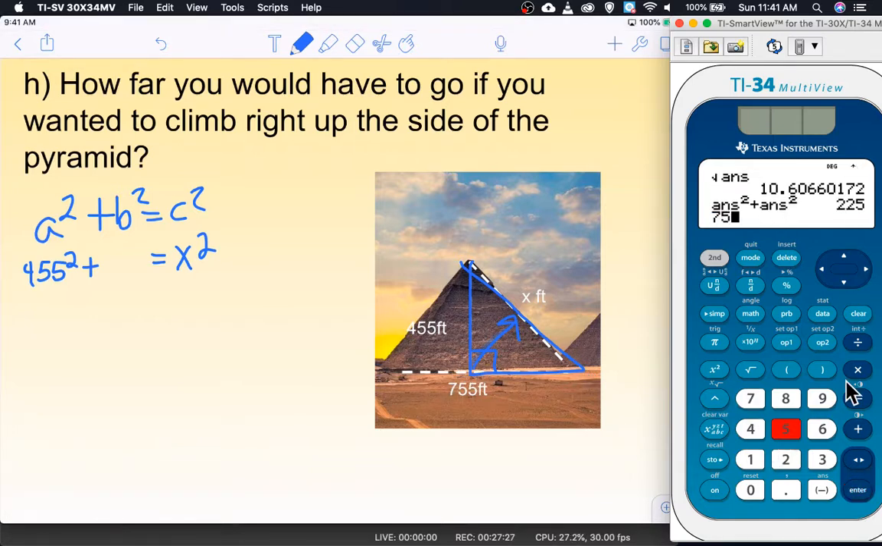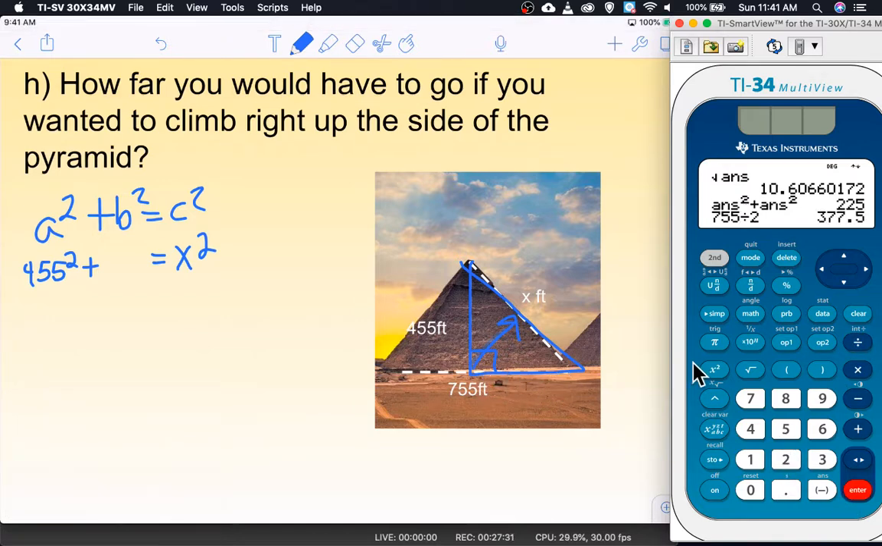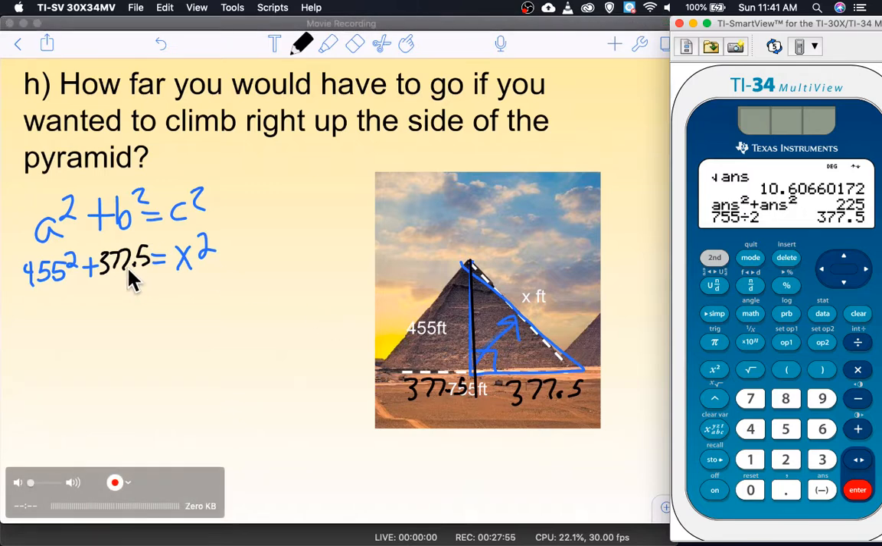So we're going to take that 755 and divide by 2. So this piece of the triangle is 377.5. This other piece would also be 377.5. That makes up the total of the base of the pyramid. So I'm going to plug in 377.5 in there, not 755. So check yourself to see if you made that mistake.